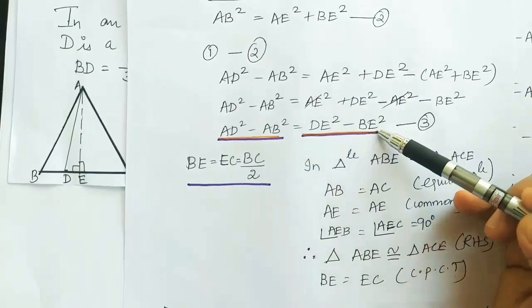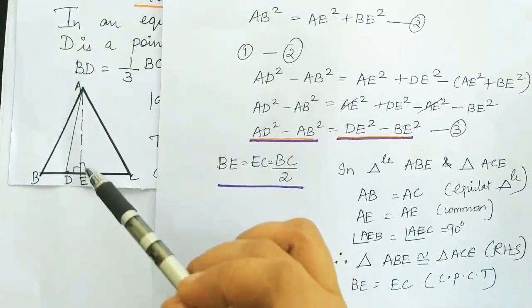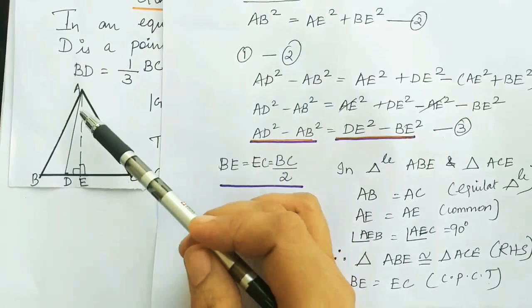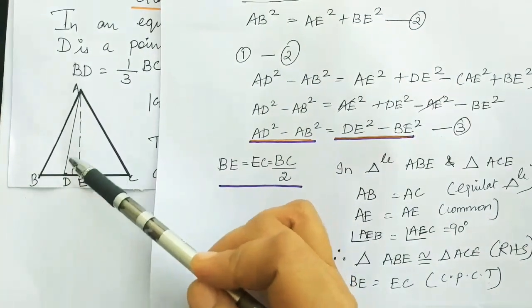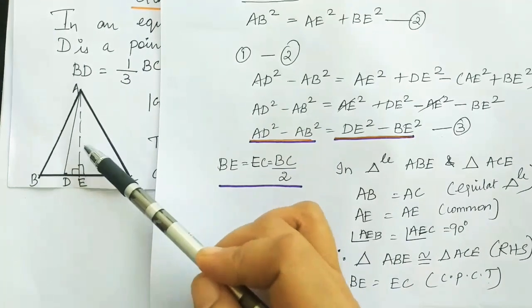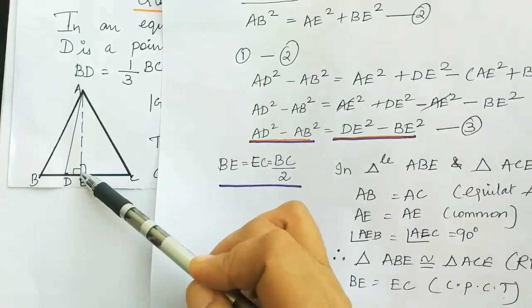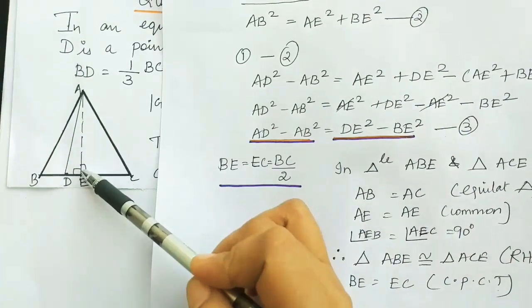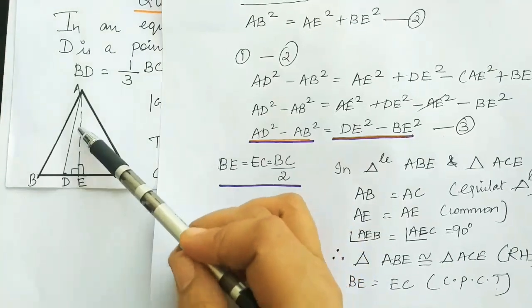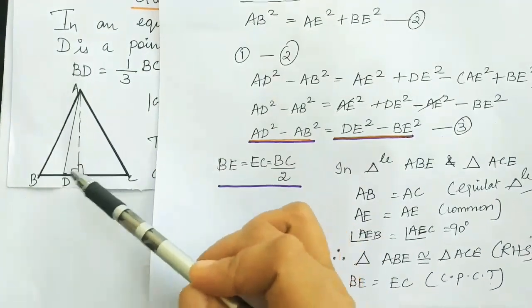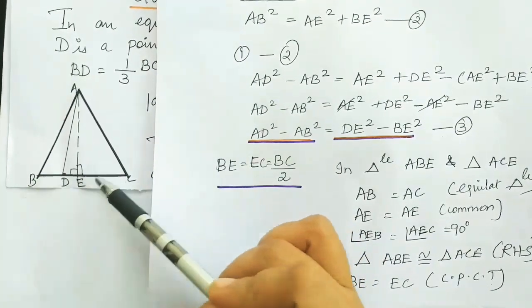See, what is BE here? BE is equal to half of BC. Why? We know that this is an equilateral triangle, and the altitude of an equilateral triangle always divides it into two equal parts, that is, two congruent triangles, and it also acts as a median to the opposite side. The altitude of an equilateral triangle as well as an isosceles triangle acts as a median. That is, it bisects the opposite side. BE is equal to EC, or BC by 2.